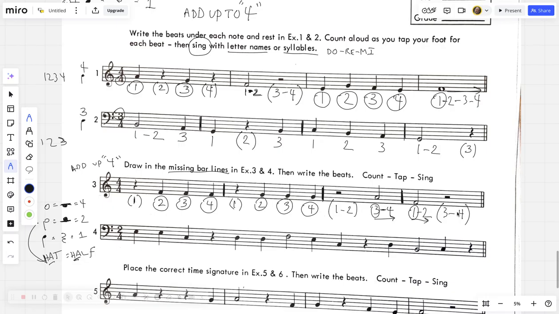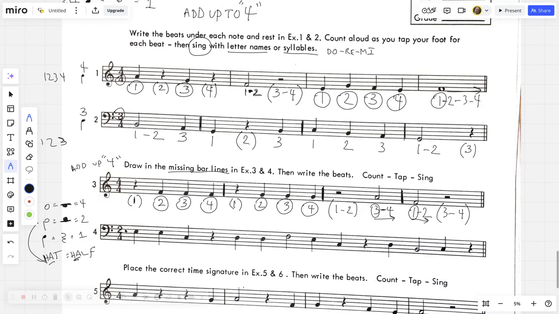So here we go. Here's what it sounds like. Ready, set, here we go. 1, 2, 3, 4. 1, 2, 3, 4. All right. Good. Here we go.